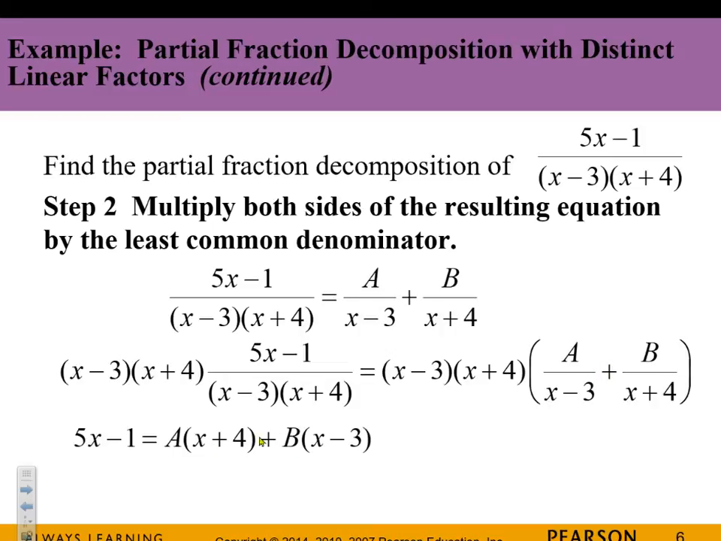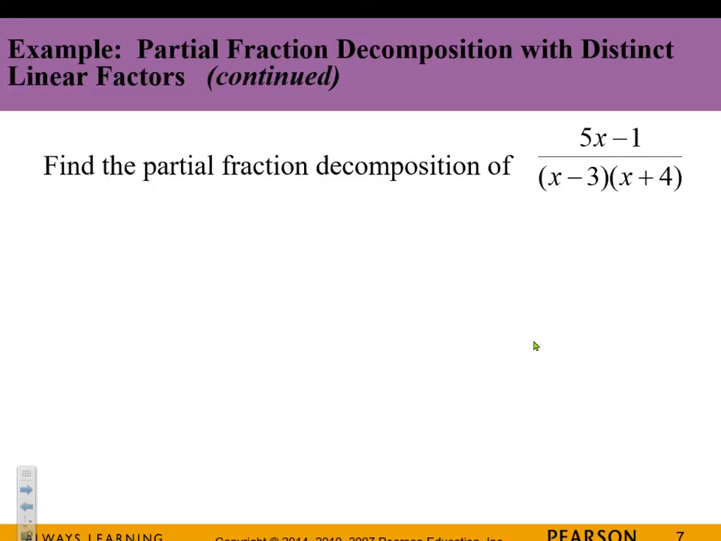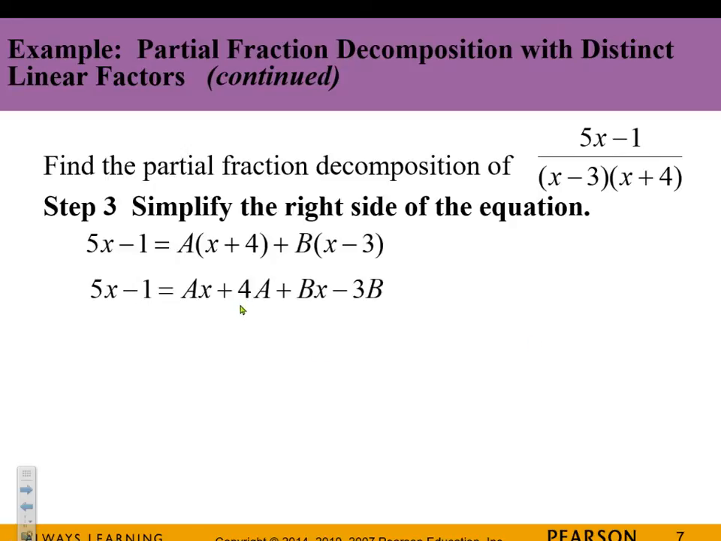We're going to clean up this right side. So we're going to get ax plus 4a plus bx minus 3b. All this is distributing the a: ax, 4a, over here it's bx, and then minus 3b. Are we okay so far? Cool beans. Here's where the math magic comes in, because right now we haven't really done anything that difficult. We're going to throw in some math magic now.